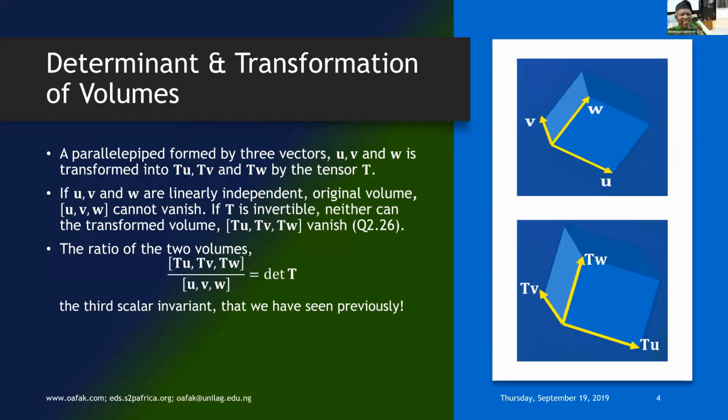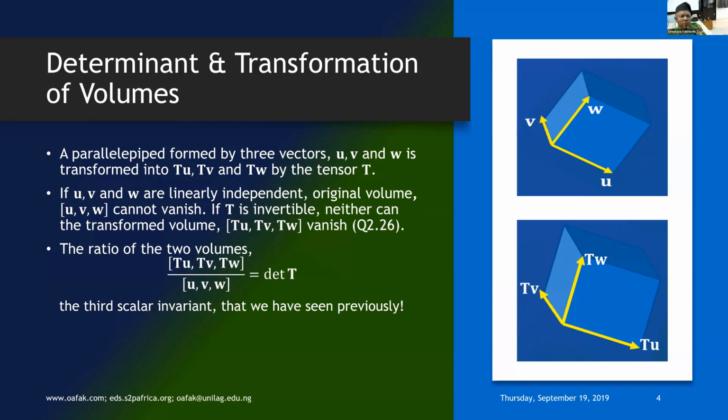The determinant and transformation of volumes. A parallelepiped formed by vectors u, v, and w is transformed to Tu, Tv, and Tw by the tensor T. If u, v, and w are linearly independent, the original volume is the scalar triple product. Therefore, that cannot vanish if the vectors are linearly independent. If T is invertible, neither can the transformed volume, Tu, Tv and Tw, vanish. So the original volume and the transformed volume, neither of them can vanish.